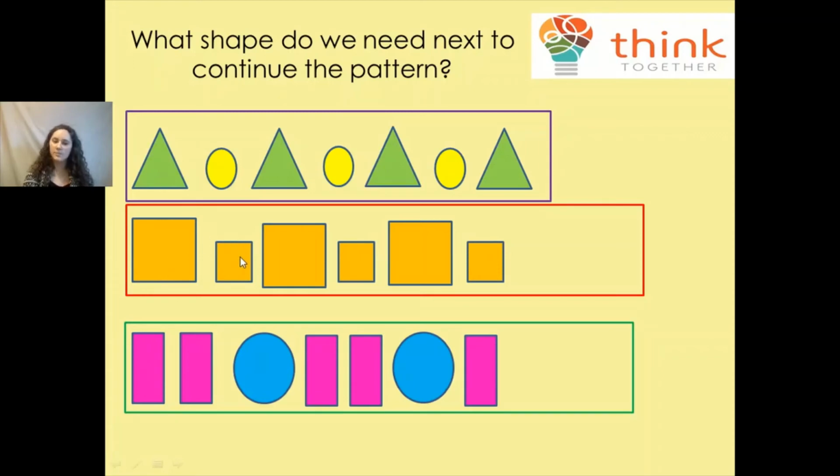Big square, small square, big square, small square, big square, small square. What would come next? That's right, a big square again. Let's say the pattern one more time to find what our last shape would be, or our last size of the shape would be. Big square, small square, big square, small square, big square, small square, big square. Well done. Small square is going to come next.